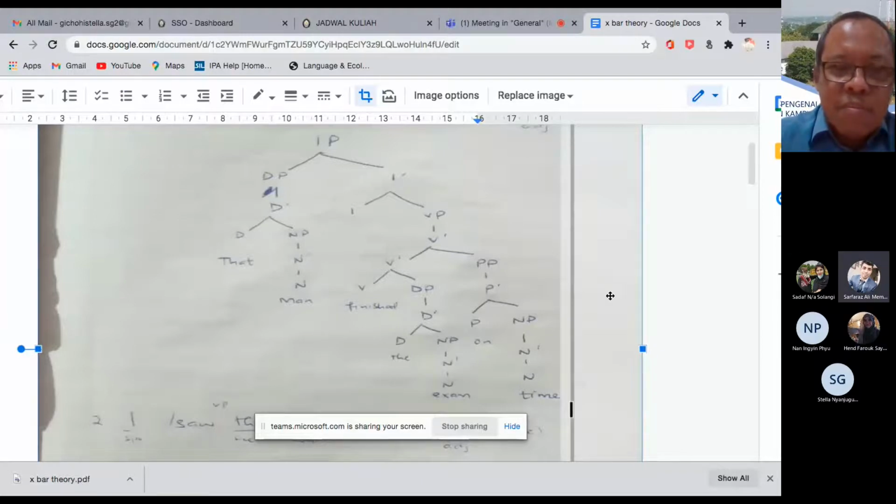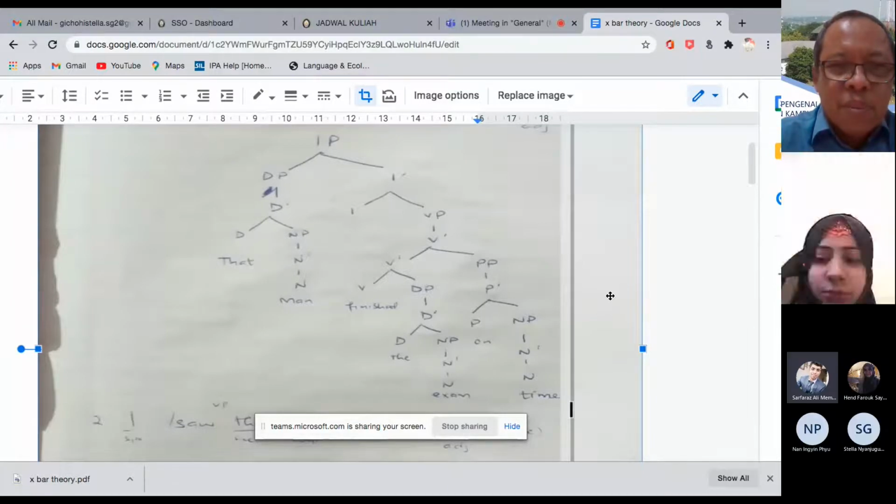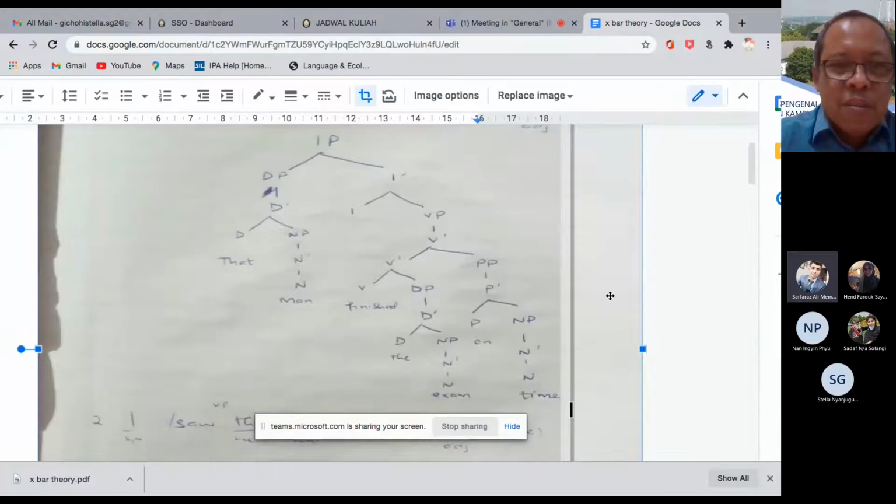Yes, sir. In the first, what is your tested? You got the same answer? Yes, sir. Same. All right. Please try to check your answer, your homework, to make sure that your phrase structure tree should be similar to this. To place the adjunct and to place also the complement.